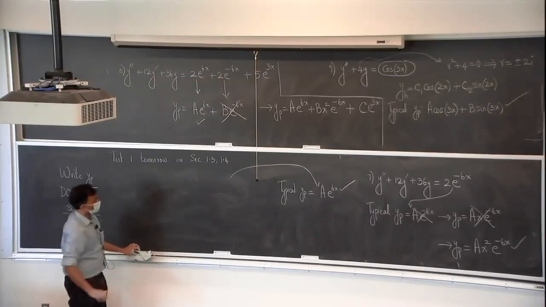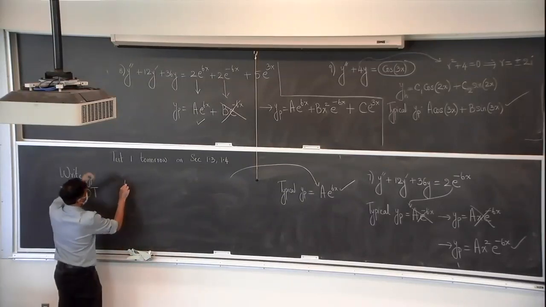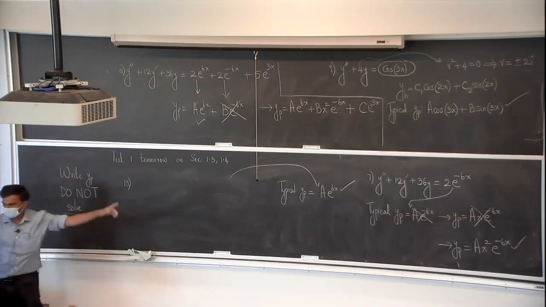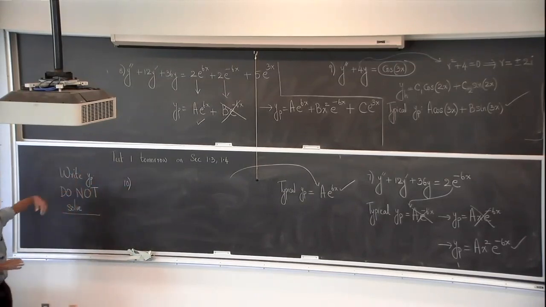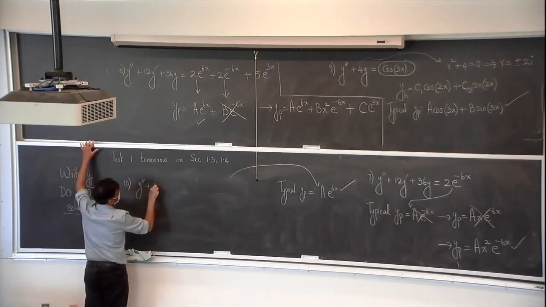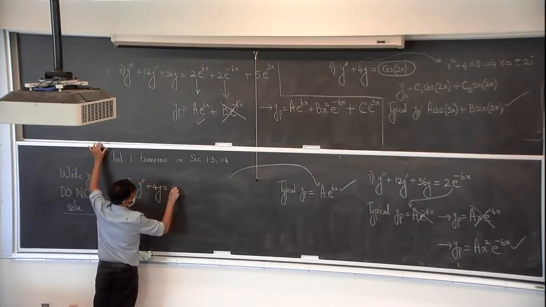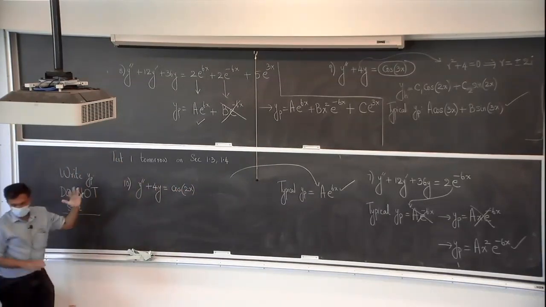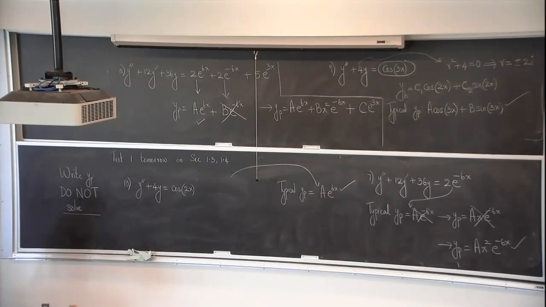Now let's have some fun with the same thing. Number 10. Any questions about that example? Y double prime plus 4y equal to cosine of 2x. So I'm keeping the same left-hand side. We don't have to redo the homogeneous equation.